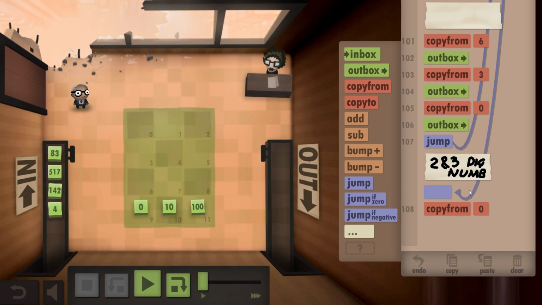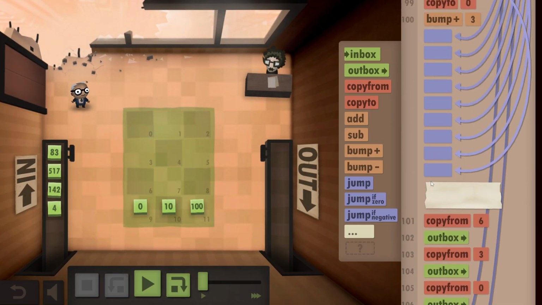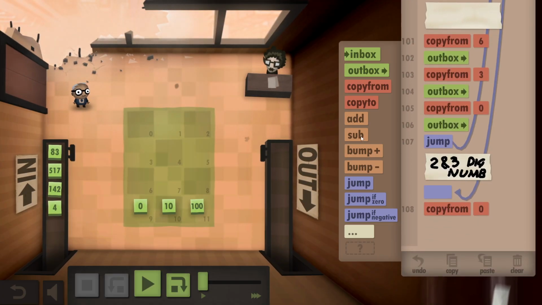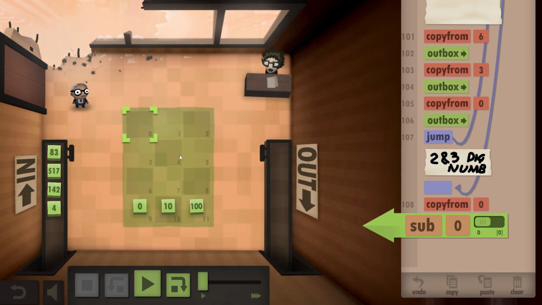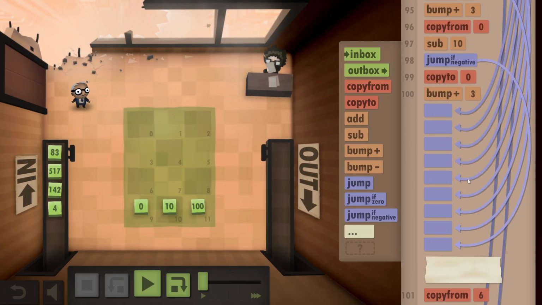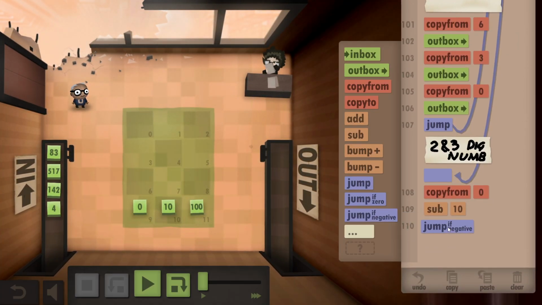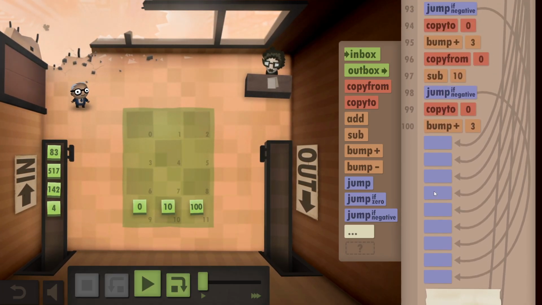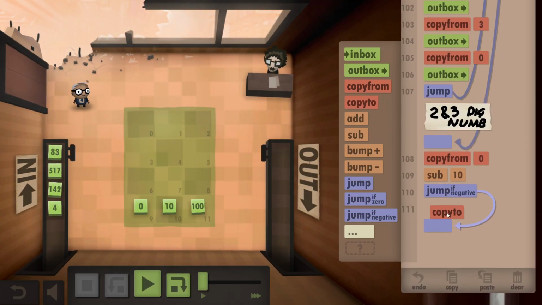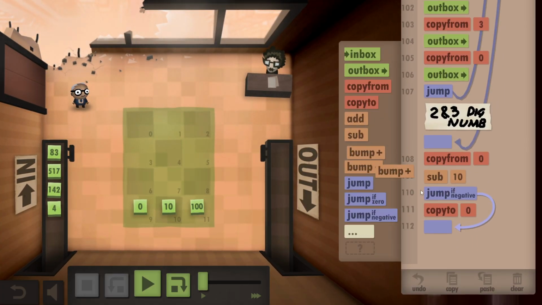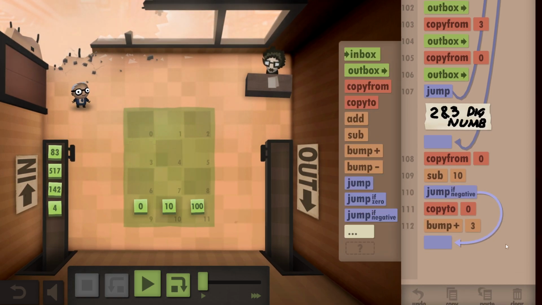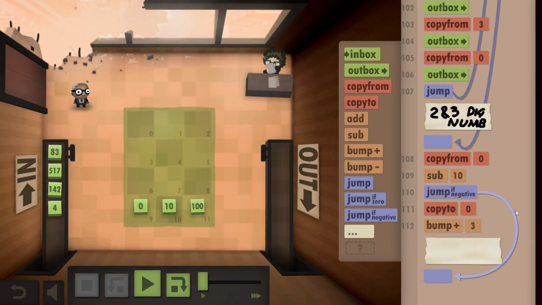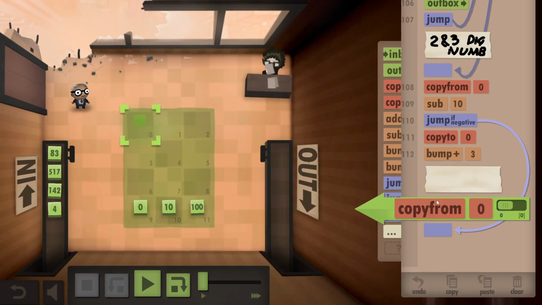I don't know why I had to write that, but okay. So we need to do that. Sub 10. Sub 10. After sub 10 is jump. And then after jump we are doing copy to 0 and bump 3. That's the reset. So we need to do this 8 times.